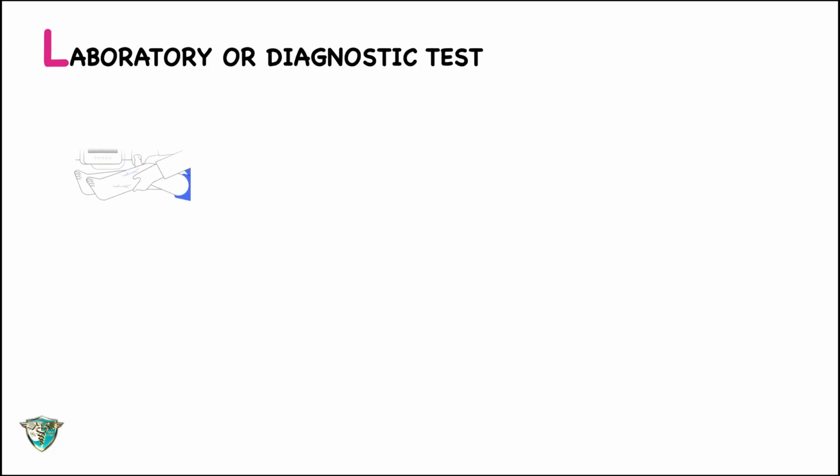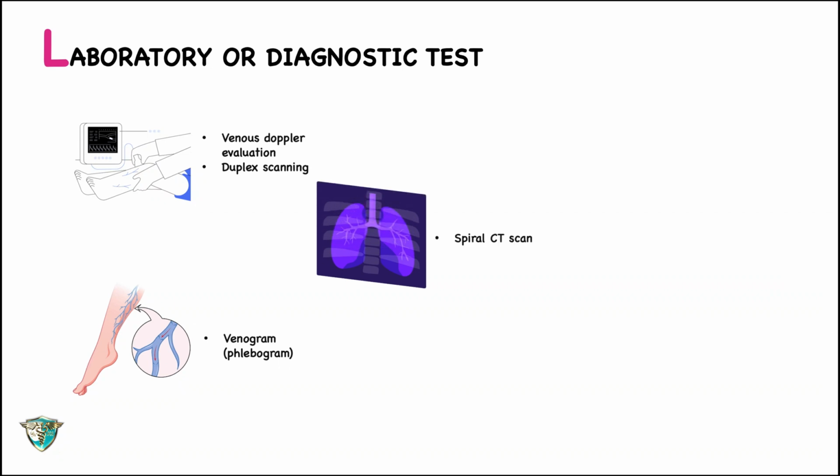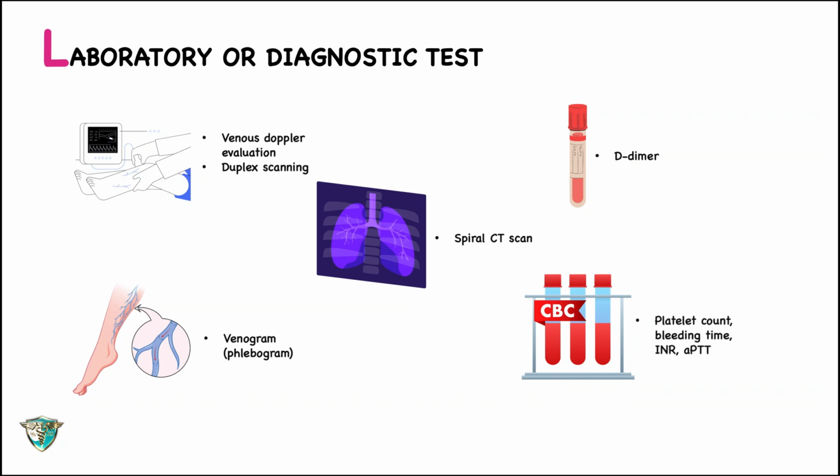To diagnose DVT, a venous Doppler evaluation helps determine venous flow in deep femoral, popliteal, and posterior tibial veins, while duplex scanning locates and assesses the extent of thrombus within veins, ultrasound imaging plus Doppler. Additionally, a venogram, phlebogram, may be performed to pinpoint the location and extent of clot using contrast media. A spiral CT scan provides continuous slices, enabling visualization of entire anatomical areas, such as the lungs, to detect pulmonary embolism. A D-dimer test elevation may suggest pulmonary embolus, though it's not diagnostic. Lastly, platelet count, bleeding time, INR, and APTT may show possible alterations due to drug therapy.